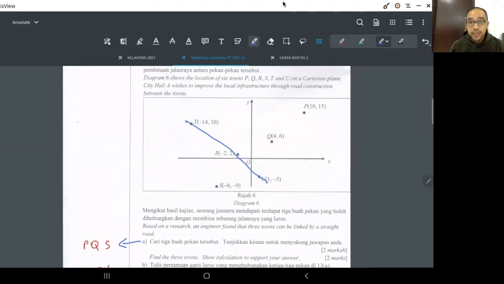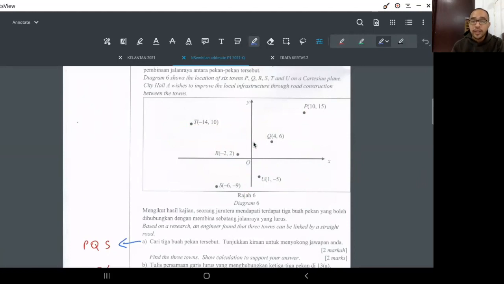So the best way to do this is to calculate the gradient. You calculate the gradient of PQ and PS. If it is the same gradient, then you've gotten it. Or you calculate the gradient of TR and TU. If it is the same gradient, then they're in one line. You know what I mean? Obviously, it's not P and U or PQU or TRP, because it's not a straight line. It's like a V. So you don't go and find the rest. So find PQ, PS, or TR and TU.